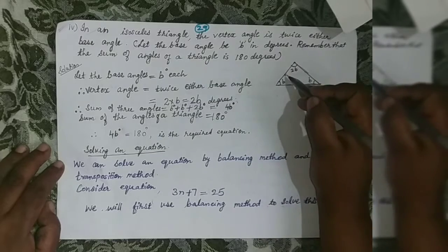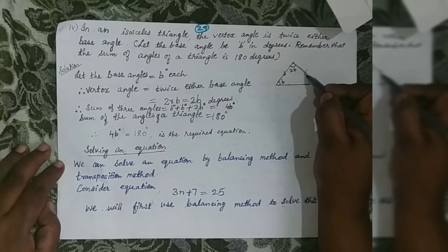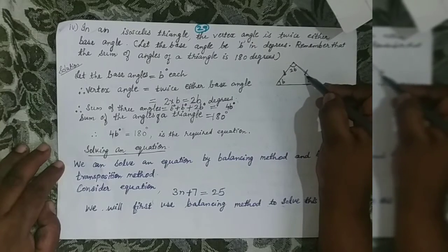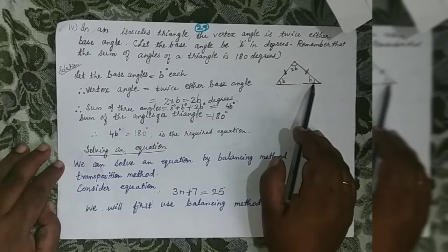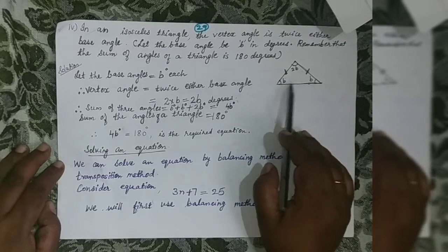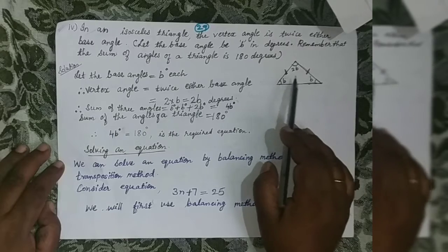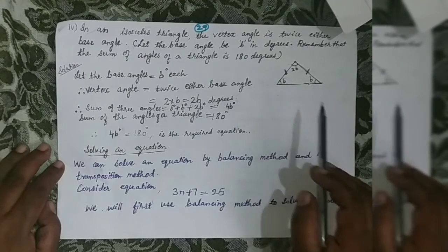What is the base angle? The angles opposite the equal sides are called base angles. You know, in an isosceles triangle, two sides are equal. The angles opposite each equal side are known as base angles. So base angles are B and B. They are equal as they are the opposite angles of equal sides.